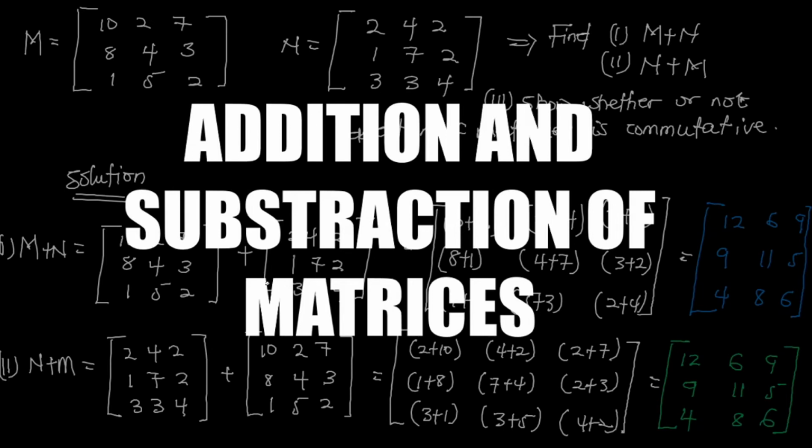So let's begin. For us to be able to add matrices, we need to make sure the order of the matrices are the same. What do I mean by this? What I mean is that we can add or subtract a 2 by 2 matrix to another 2 by 2 matrix.